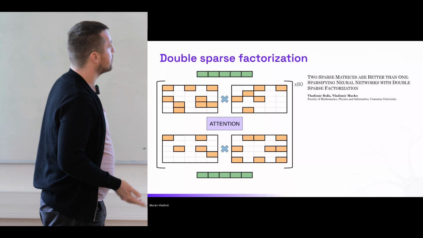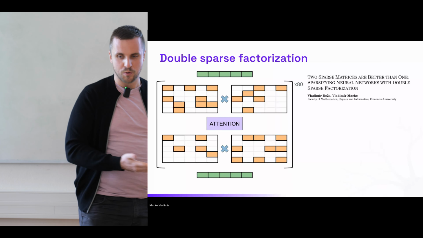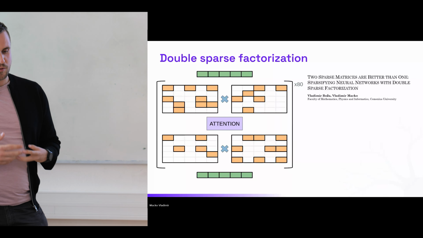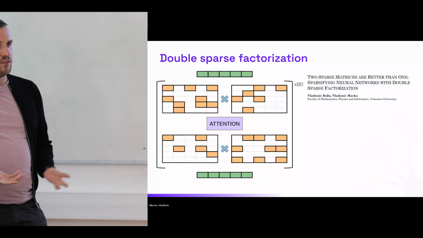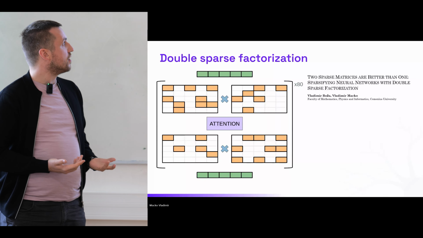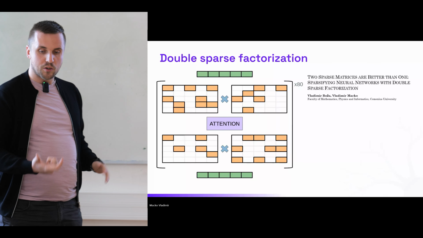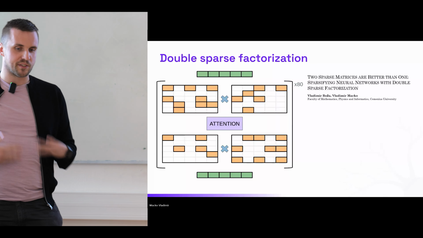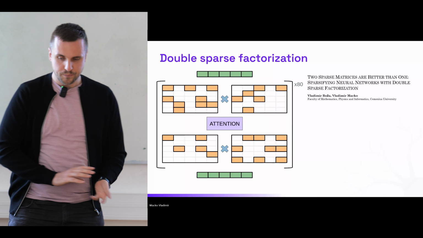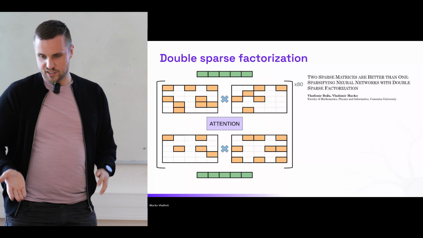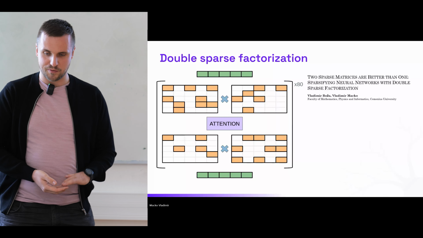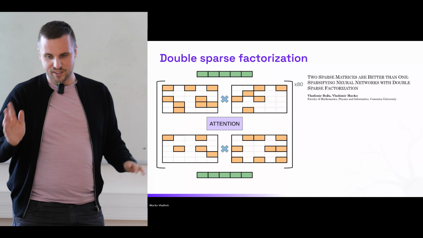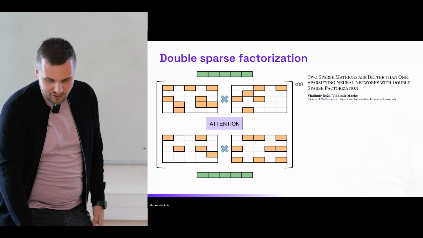Okay, how can we push this further? Or how was this pushed further? What if instead of having one weight matrix, you have two sparse matrices, and you are trying to reconstruct the original weight matrix as a product of two very sparse matrices? But again, you need to be careful that you don't introduce more parameters than you had before. And this is exactly what Vladimír Boža did in the paper "Two Sparse Matrices Are Better Than One: Sparsifying Neural Networks with Double Sparse Factorization."